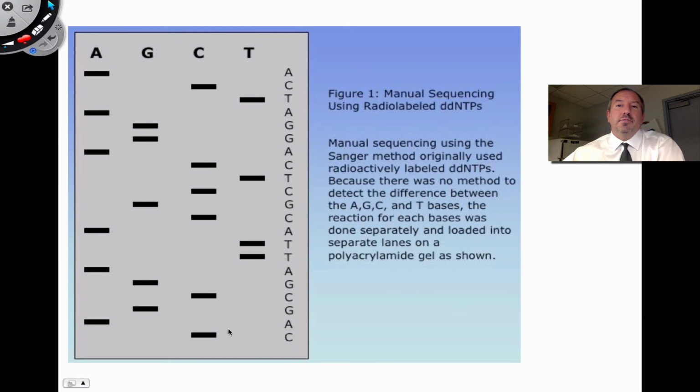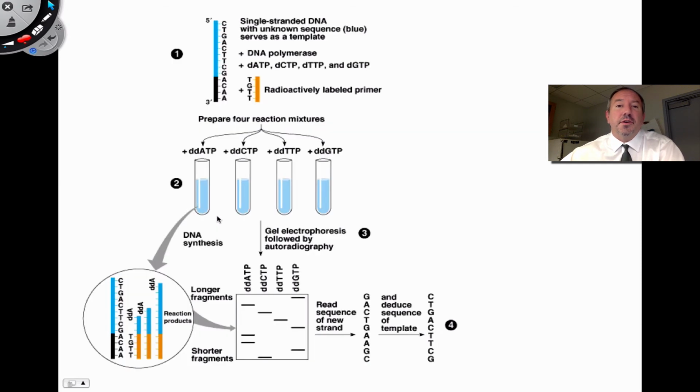And so it's somewhat tedious, because do you notice here it says manually sequencing using radioactivity? When labs did this, they had to literally make a photocopy of this and go with their Sharpie marker and go, all right, here's a C, there's an A, there's a G, there's a C. So it was very impressive that you could sequence DNA, but it was very slow.